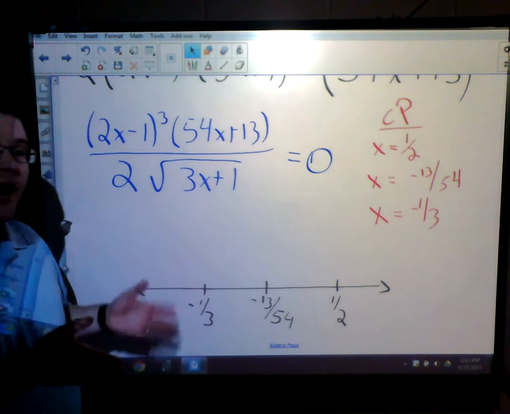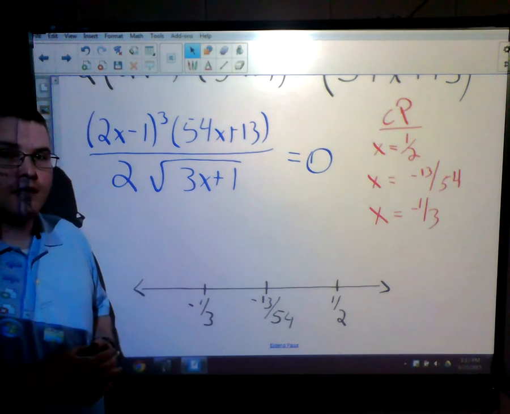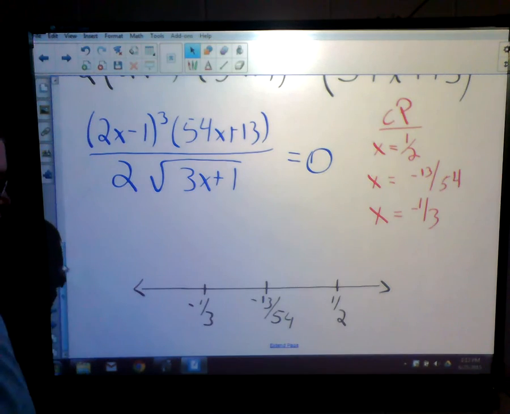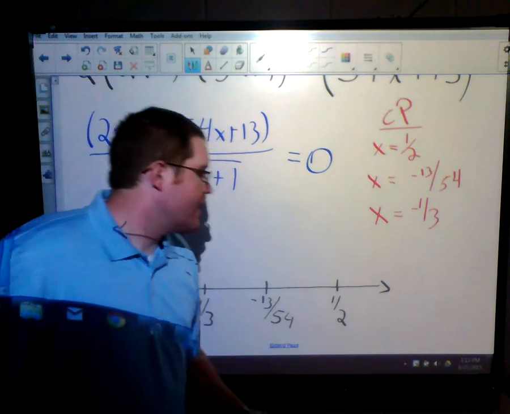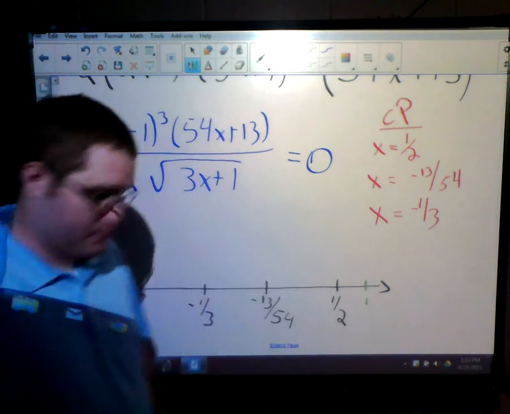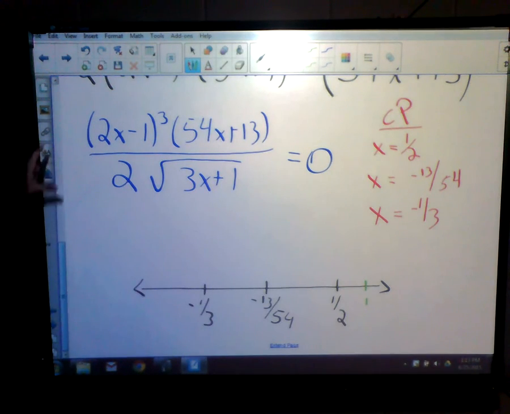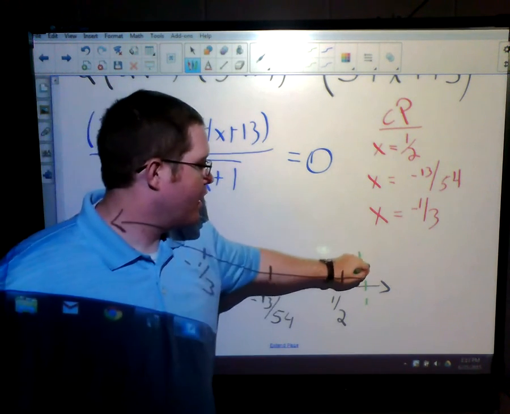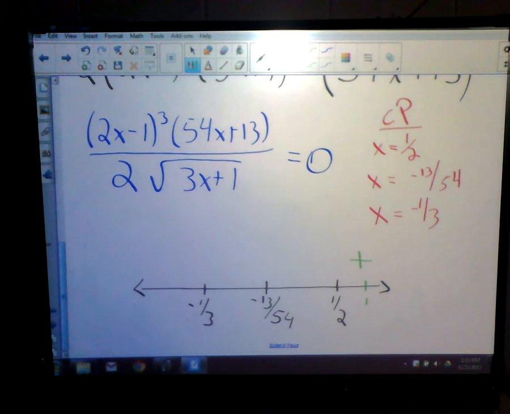If the derivative is positive, then it's increasing. If the derivative is negative, then it's decreasing. Let's start over on this side. I'm going to pick the number 1. If I pick the number 1 and I plug it in here, I'm going to get a positive derivative. So I know it's increasing there.